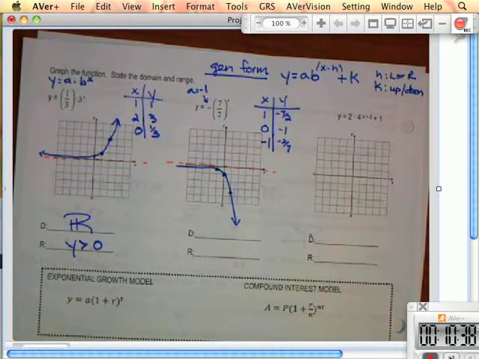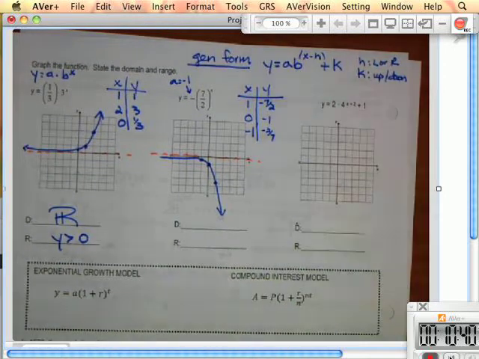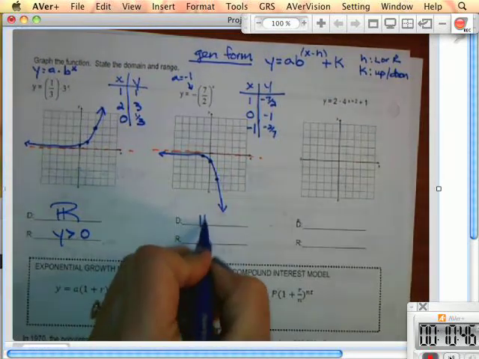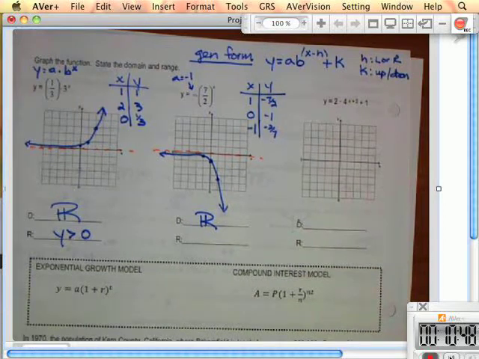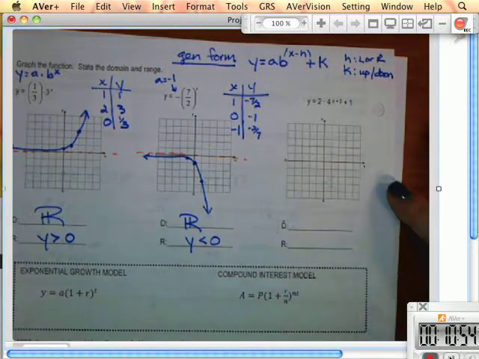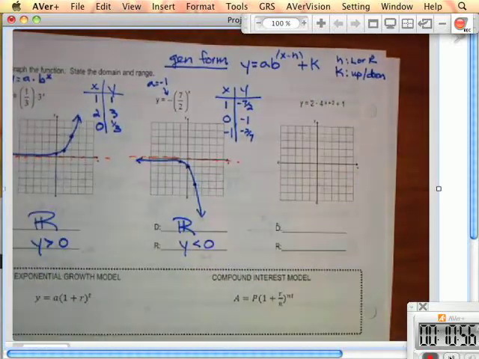Okay? What is the domain? What are the possible x values for this graph? Anything. What's the range? Yes, y is less than 0. Okay? Oh, look at it. It's a doozy. We got some movement going on here.